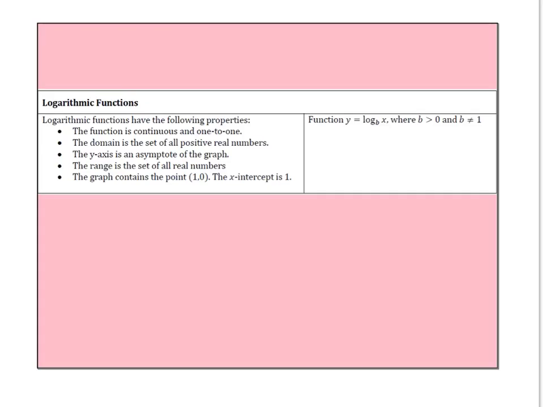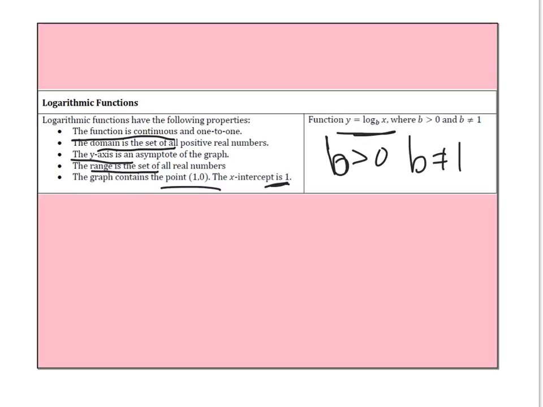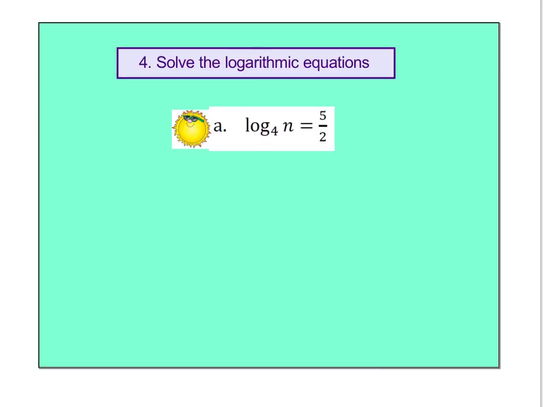A couple things about log functions. They are continuous and 1 to 1. The domain is all positive reals. The range is all reals. The y-axis is an asymptote. It contains the point (1, 0), so the x-intercept is 1. The base b has to be greater than 0, and b cannot equal 1, because 1 raised to any power is just going to be 1. So it's got to be bigger; it cannot equal 1.